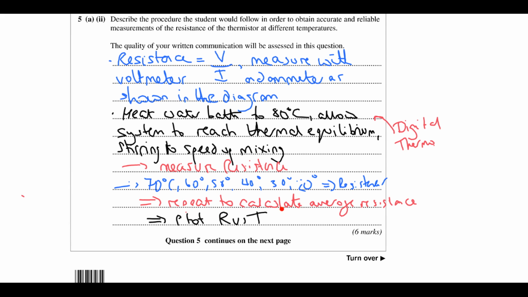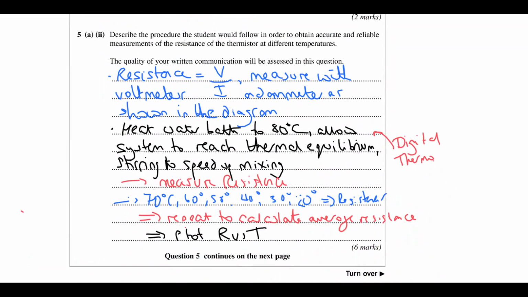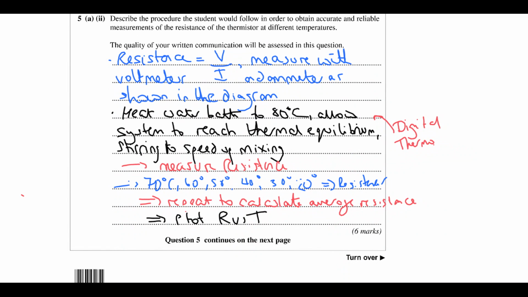You're going to want to repeat the whole process because that will give you average resistances at each temperature, and you'd have a resistance versus temperature graph to look at the relationship between the two. So let's just check the criteria that you were asked for. You wanted to obtain accurate and reliable measurements. So the strategies to make it accurate and reliable: you've got your digital thermometer, you've got allowing it to reach thermal equilibrium, you've got the fact you've taken repeat readings to determine average resistance, and you've got a good range of temperatures. Those things would all be what you need there.